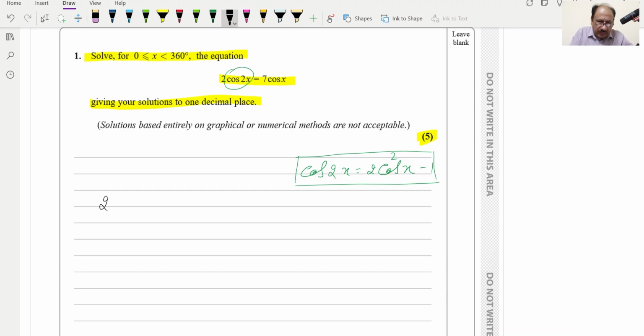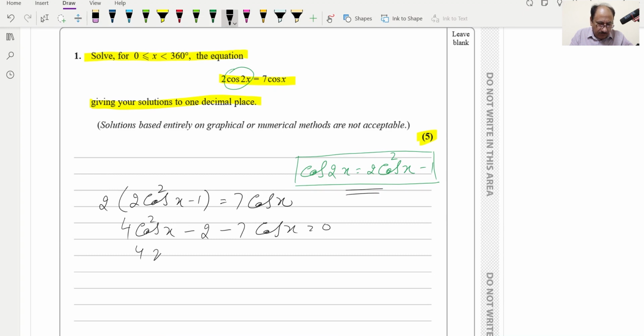So we can write 2, and the cos 2x value we can take from here, and in brackets we will write 2 cos squared x minus 1, and this is equal to 7 cos x. Next we can open the bracket and shift 7 cos x to the other side, so this will be 4 cos squared x minus 2 minus 7 cos x is equal to 0. After rearranging we will get 4 cos squared x minus 7 cos x minus 2 is equal to 0.